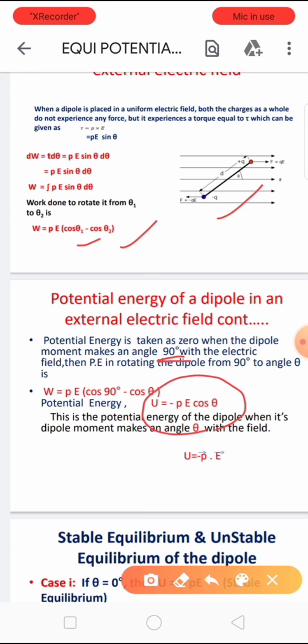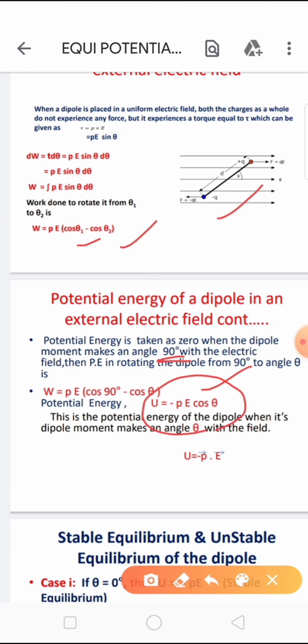Now the question arises: at what angle will the potential energy of the dipole be minimum? When cos theta becomes 1, the potential energy will be minus PE, a negative potential energy, and this is the minimum potential energy. Similarly, which orientation of the dipole gives maximum potential energy? When theta is equal to 180 degrees, then U is equal to minus PE cos 180. It is equal to minus PE into minus 1. It will give PE.